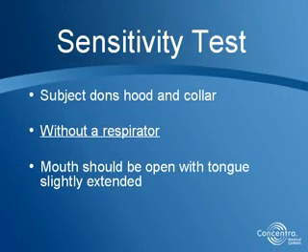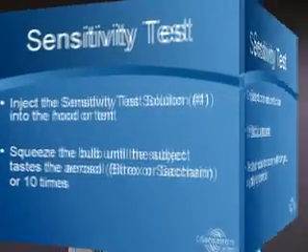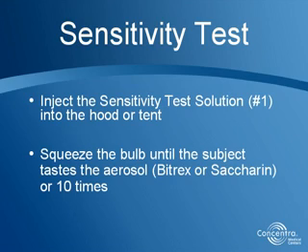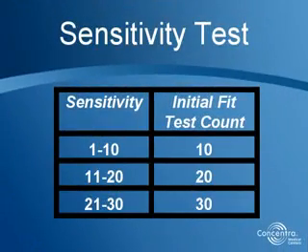When doing the sensitivity test, the subject is placed underneath a hood or a tent without the respirator. Their mouth should be slightly opened and their tongue slightly extended. Inject the sensitivity solution into the tent or hood away from the donor's face until they can taste the solution, or up until 10 times. If the subject tastes the sensitivity solution anywhere between 1 and 10 squeezes, you count this as 10 squeezes when actually performing the fit test with the respirator.